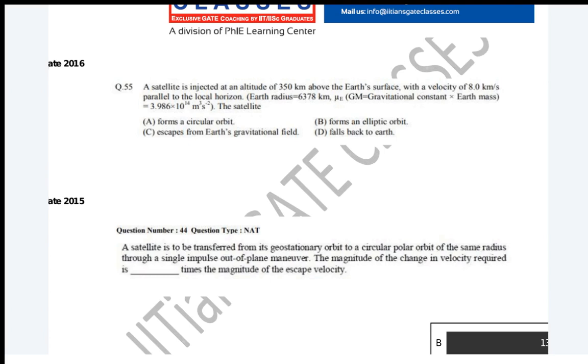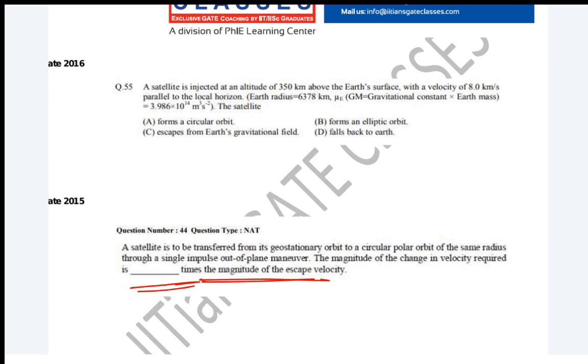So this question, anyway guys, 2015, it's not in your syllabus. So they asked out of plane maneuver. Okay. So this is not in your syllabus. But anyway, if you try, I will tell. See what is happening now. Initially the orbit is in a circular path with the same radius, and an impulse of some magnitude change is required from a geostationary orbit to a circular one, with a single out of plane maneuver.